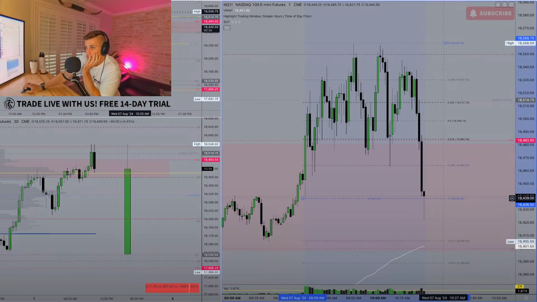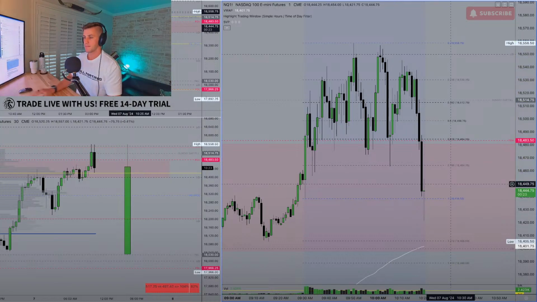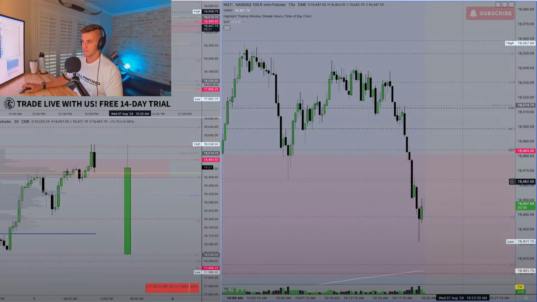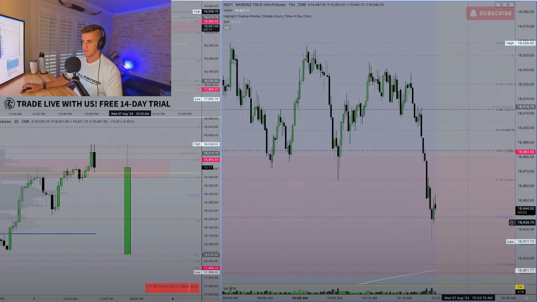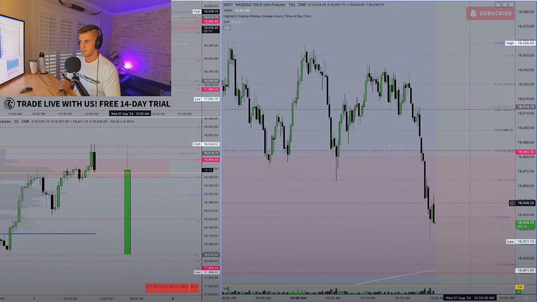NQ with a new low of day. Does it set up the spring? You could see how it absorbed it already. Would have been a tough one to enter. Nope, no spring.